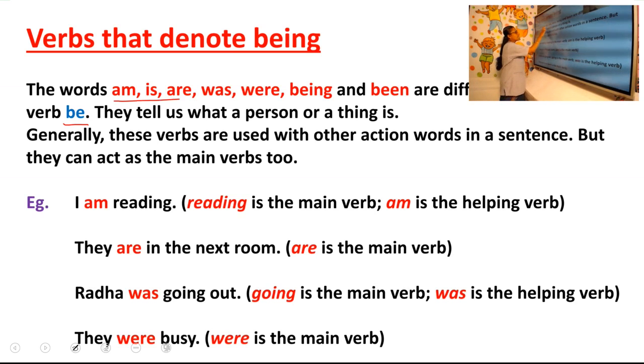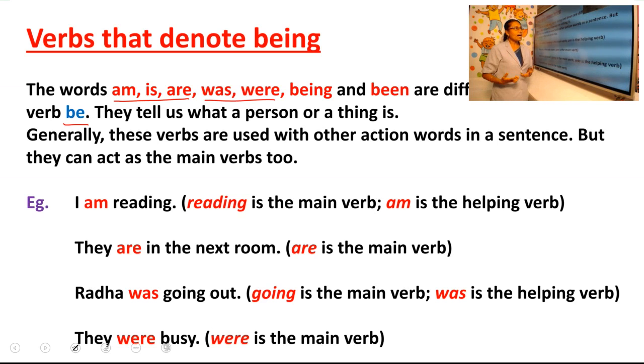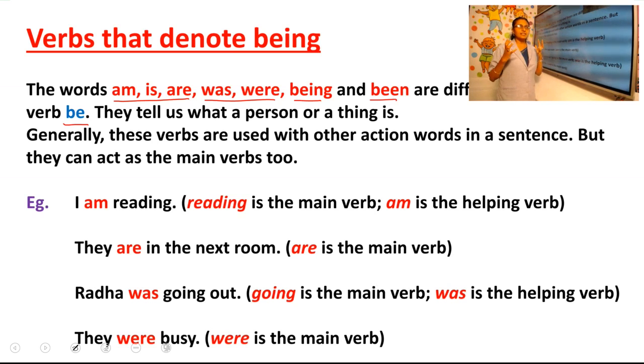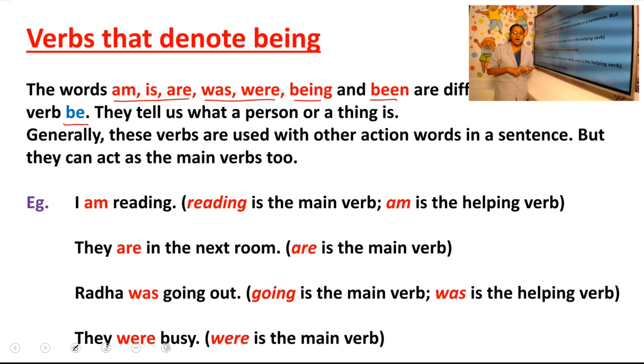See here, am, is, are we use in the present tense, and was and were we use in the past tense, and being is the present participle, ing form of be, and been is the past participle form of be. So these are the different forms. All these forms you should learn by heart. So which are the be forms? Is, am, are, was, were, being and been.